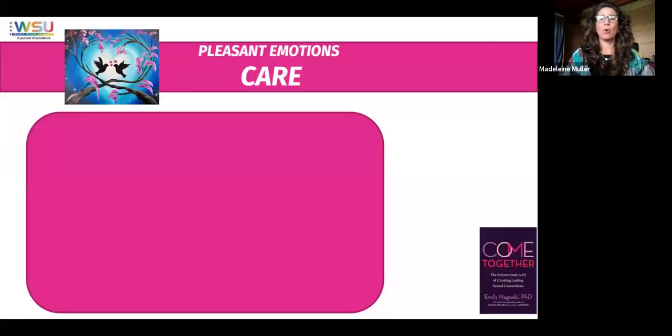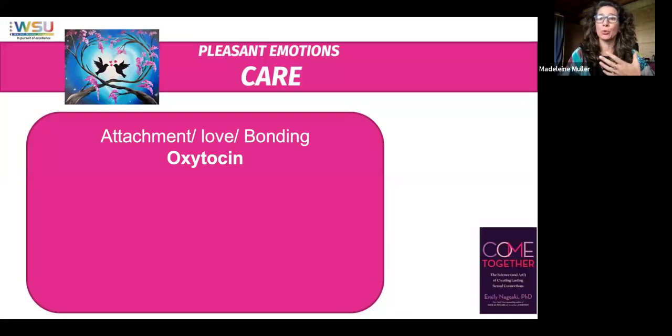So let's look at the first one, which is the affective emotional state of care. This is whenever we feel attachment to another person or another living thing. What we talk about is love, bonding, nurturing somebody else. When you are caring for somebody else or you are being cared for, you experience this pleasant emotional state we call care. The hormone that's very much mediated here is oxytocin, as well as some endorphins.